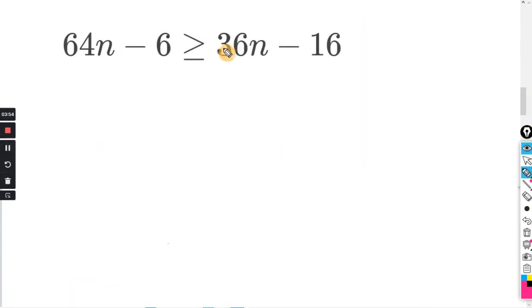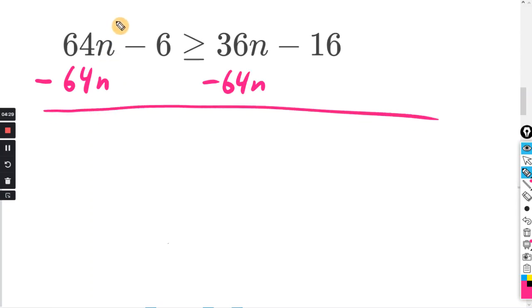Here we have our next inequality. I said last time, I always subtract the smaller coefficient with the variable. So in this case, I would do minus 36 on both sides. But just so I can prove it to you, let's see what happens if we subtract the bigger one. 64 is greater than 36. I'm going to do minus 64n on both sides. 64 minus 64n cancels.